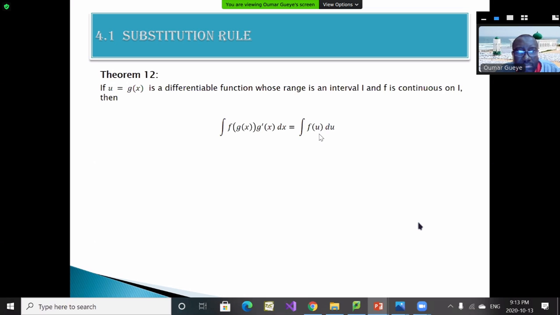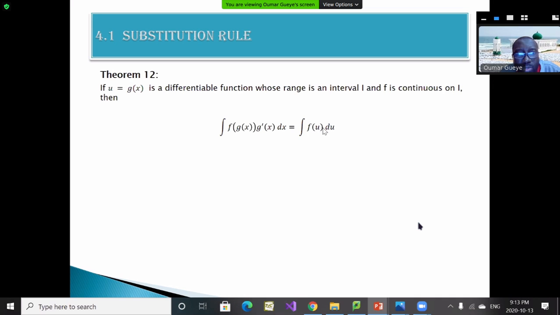Again, you set u equal to g of x, and as I told you last time, your g of x is always your inner function. Then you calculate your du, which is g dash dx, based on what you said at the beginning, u equal to g of x. After using this substitution, you get a new integral which is easier than the initial one, and you solve it. Your solution is going to be in terms of u, because your new integral is in terms of u.